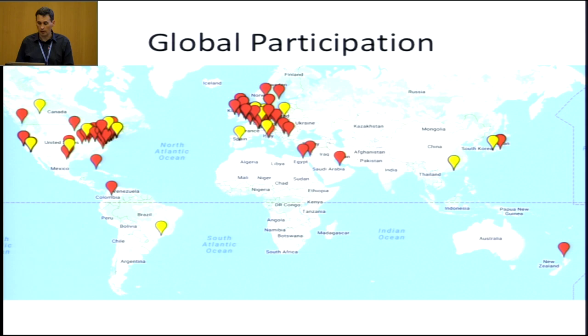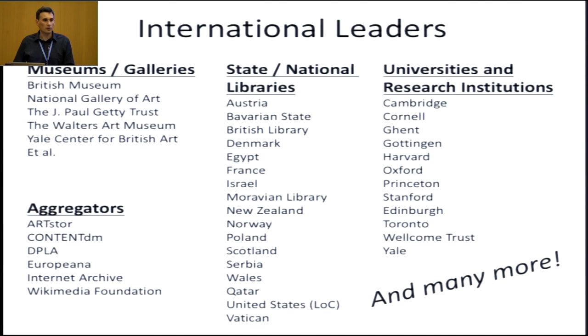In terms of the world-leading consortium of blue-chip institutions, we have a fantastic set of museums and galleries, content aggregators, an impressive list of state and national libraries, and some of the world's great universities and research institutions. These are just a handful. If you actually try to put them all on the slide, it's about a 6-point font.